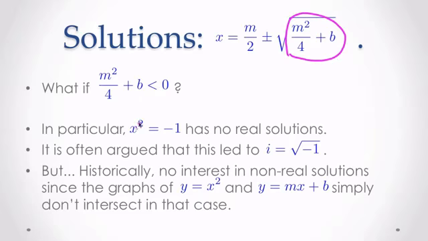So in particular, if your equation was x squared equals negative 1, so in that case, m, the linear term, is actually 0, and b is equal to negative 1, so you would end up with a solution of x equals 0 over 2, plus or minus the square root of 0 squared over 4 plus b, and b is negative 1. So, of course, we know that x squared equals negative 1 has no real solutions. There's no number you can square to get negative 1.